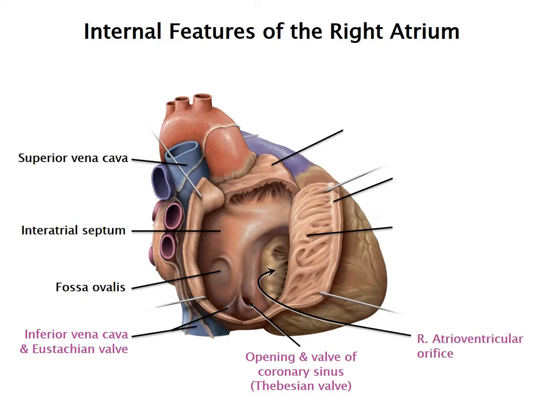The right atrioventricular orifice is the opening between the right atrium and the right ventricle. This particular orifice is closed by the tricuspid valve during ventricular contraction. The pectinate muscles are ridges of muscle in the anterior wall of the right atrium. Functionally, pectinate muscles help to expel residual blood from the atria during atrial systole.